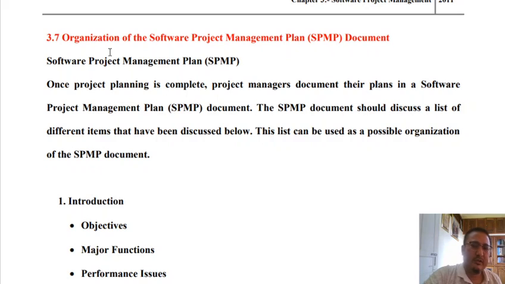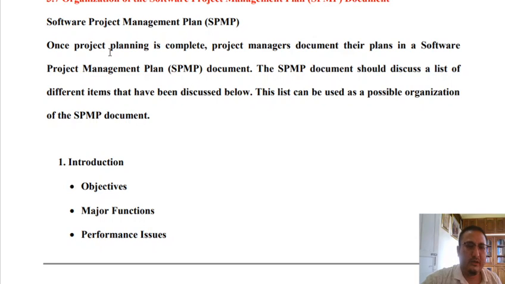So once project planning is complete, the project manager documents their plan in a software project management plan document, called the SPMP document. The SPMP document should discuss a list of different items, discussed below. The list can be used as a possible organization of the SPMP document.